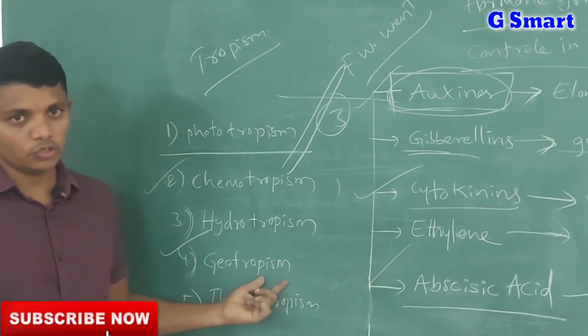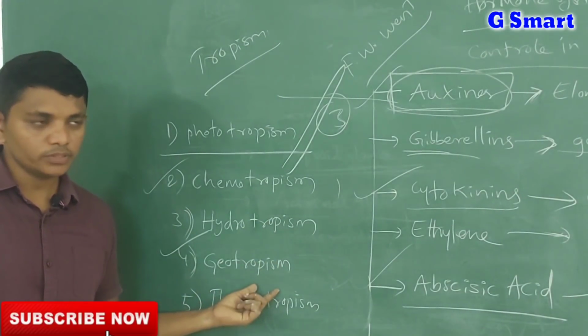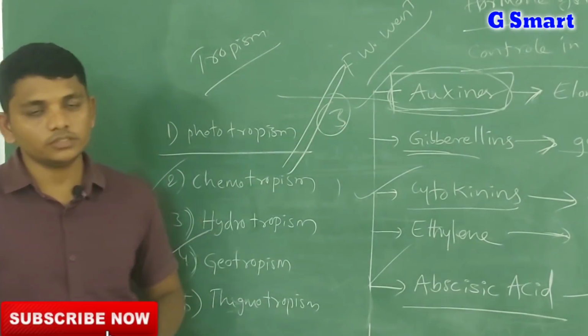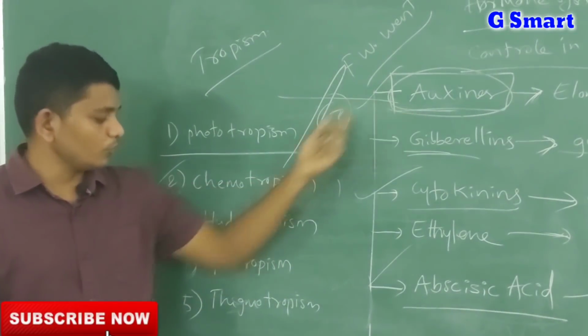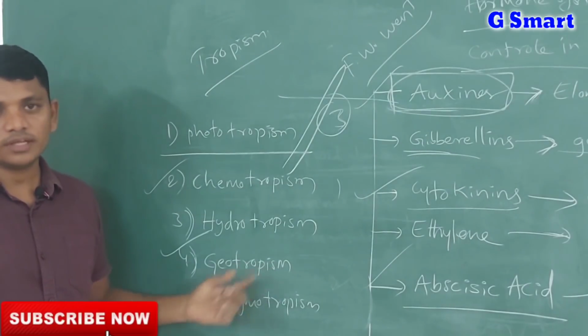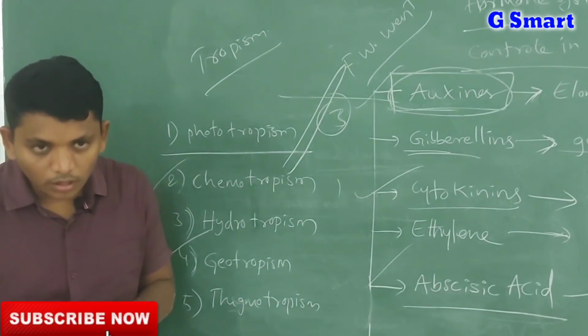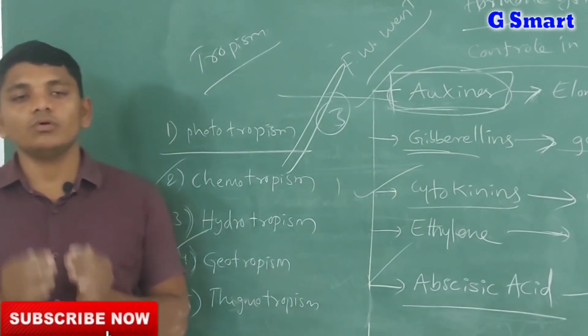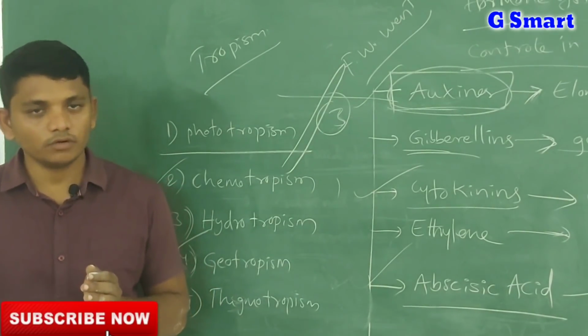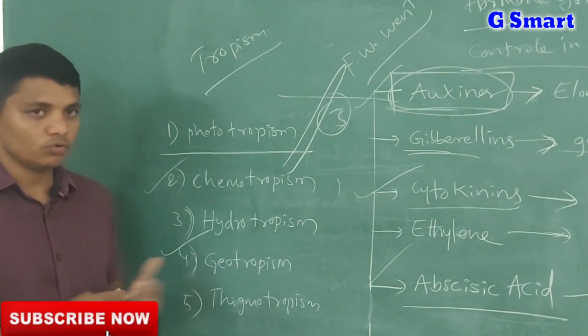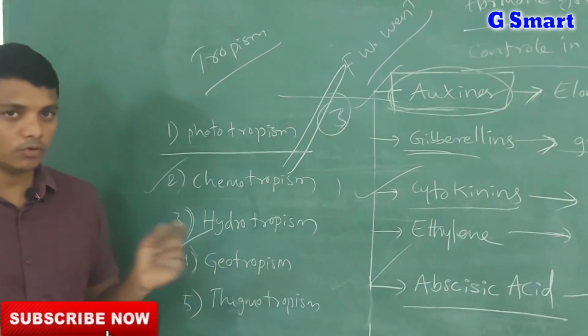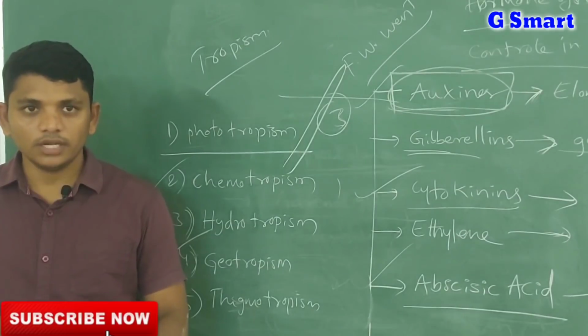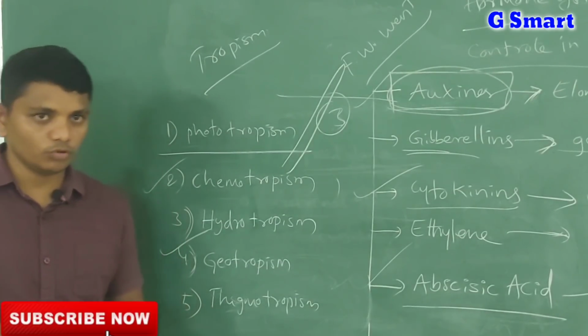Due to the cause of geotropism. So this geotropism is caused by auxins. Auxins promote geotropism. Geotropism is nothing but growth of the roots towards the gravitational force. Growth of the roots towards the gravitational force is called geotropism.